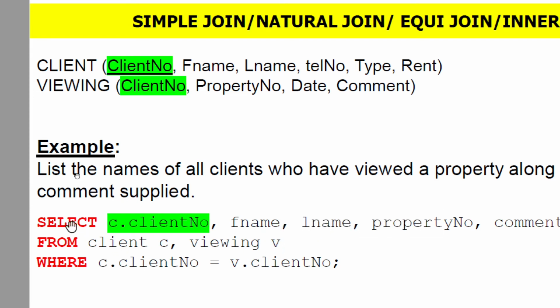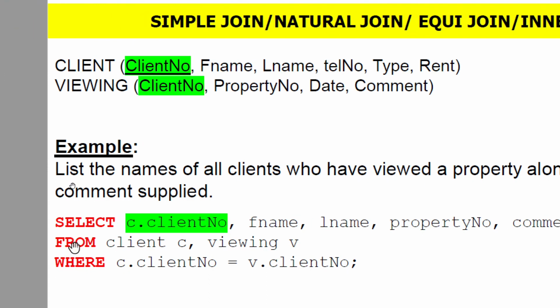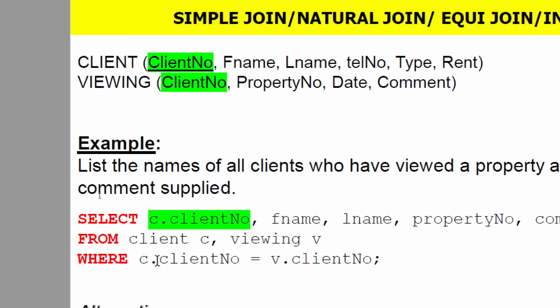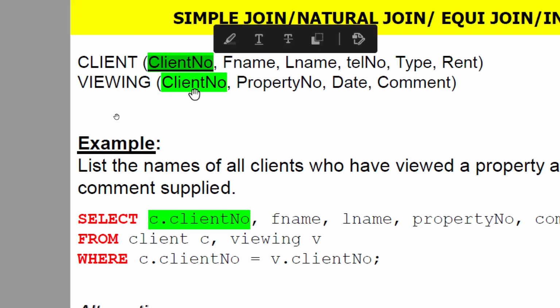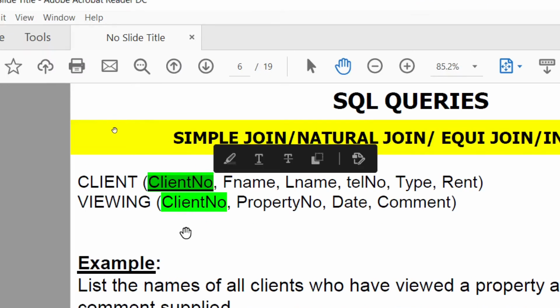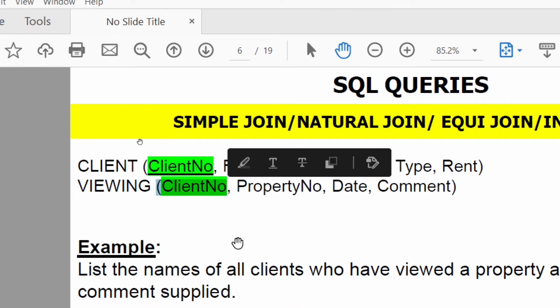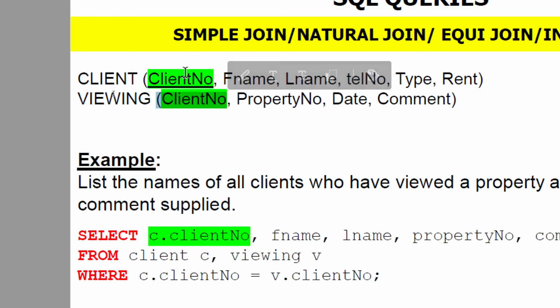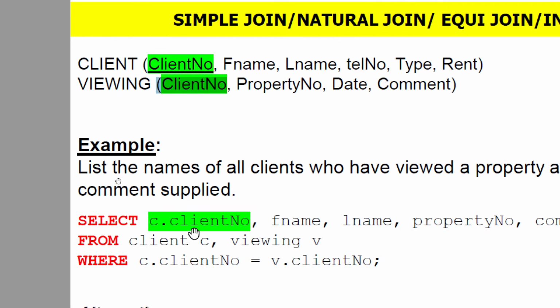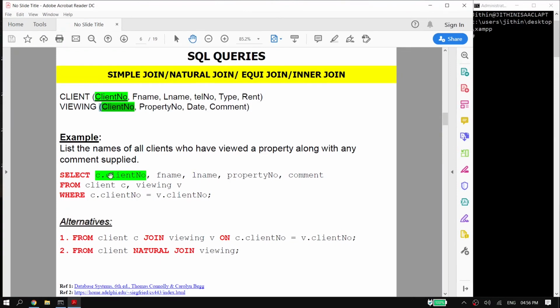So what am I saying? I am saying select all these things from client C, viewing V, where C dot client number. What is C dot client number? It is this column over here is equal to V dot client number. V dot client number is this column over here. So whenever your contents of client number and client number in client and viewing tables are equal, then I will get my result. Okay. So what is this C dot client number?